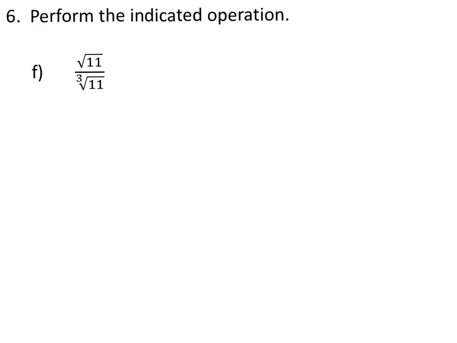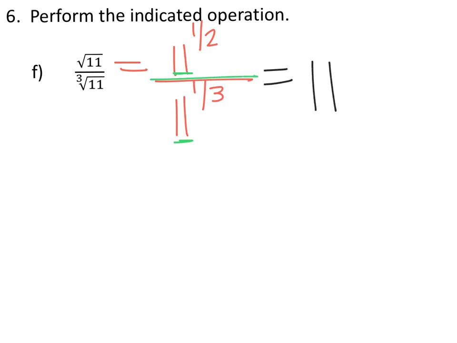As the problem is written now, we cannot divide anything, but we can convert these radical expressions into rational exponents, and then we'll have the same base, and then we can simplify. So the numerator we can change to 11 raised to the 1/2, and the denominator we can change to 11 raised to the 1/3. Now that we have the same base and we're dividing, we can just keep the base and subtract the exponents. 11 raised to 1/2 minus 1/3.